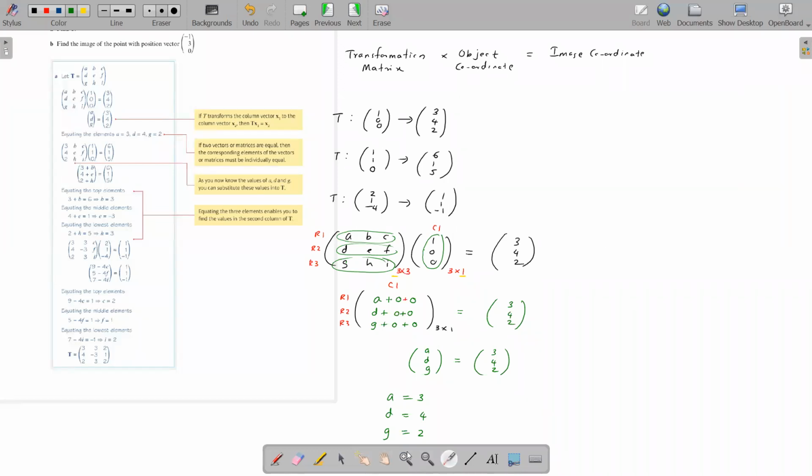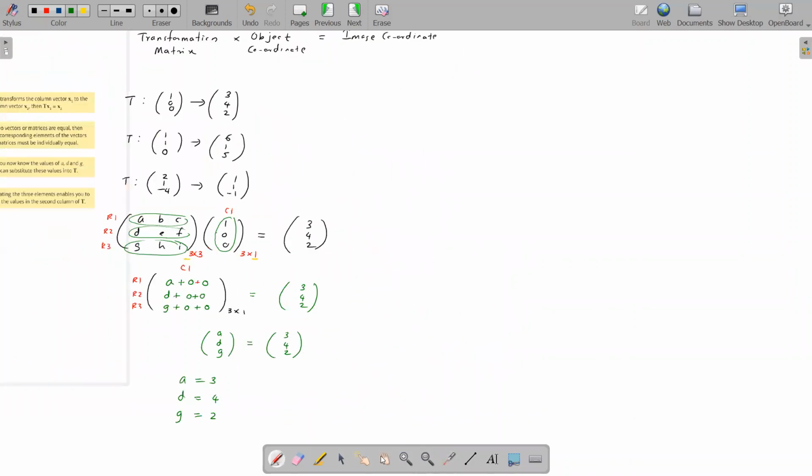Okay, so then to get the remaining elements, what we do now is, again, you apply the transformation. A, B, C. So actually now we know the A, D, G values, right? So you can replace your A with 3, B, C, D is 4, E, F, G is 2.